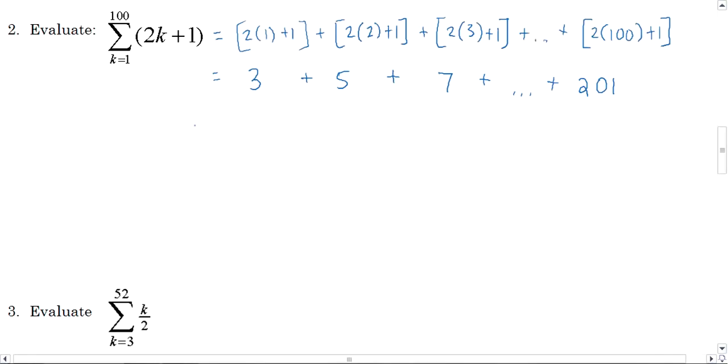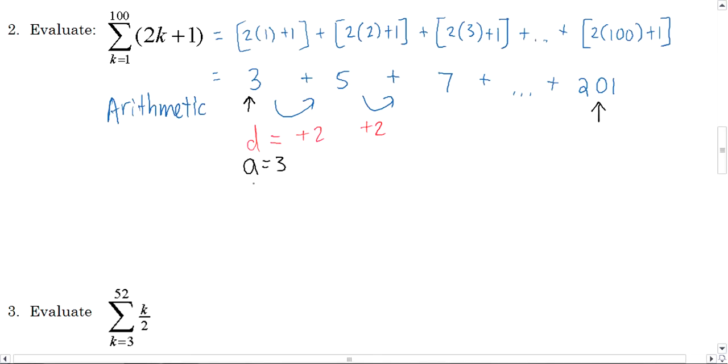When you expand this, you will notice that this is an arithmetic series, because we've got a common difference of how much? It is 2. So d is equal to 2. What else do we have? We've got our first term, which is the a term, the beginning right here. a is equal to 3. And our last term, right here, is 201. So l is 201.